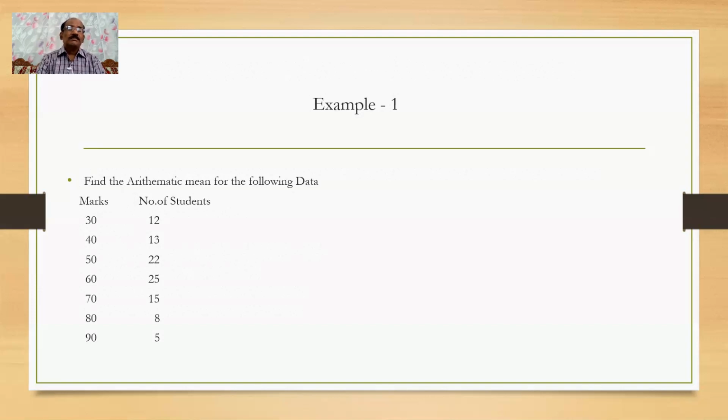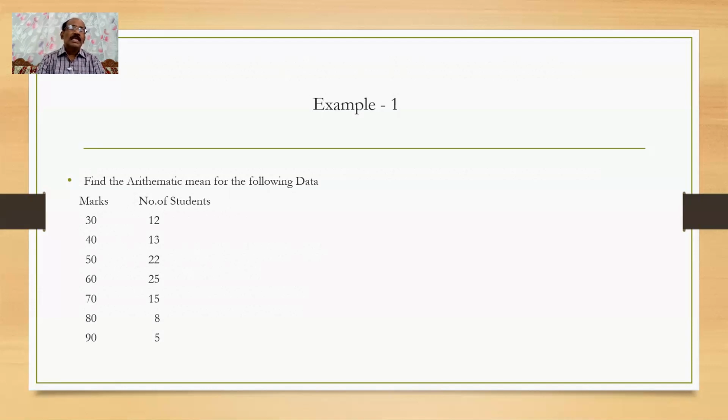Number of students, we have to think that these are the frequencies. Here, marks x values are given and number of students, f values also given. See, if x values and frequencies are found, what we are telling about this series? If x value is there and frequencies are there, we can say it is a discrete series.